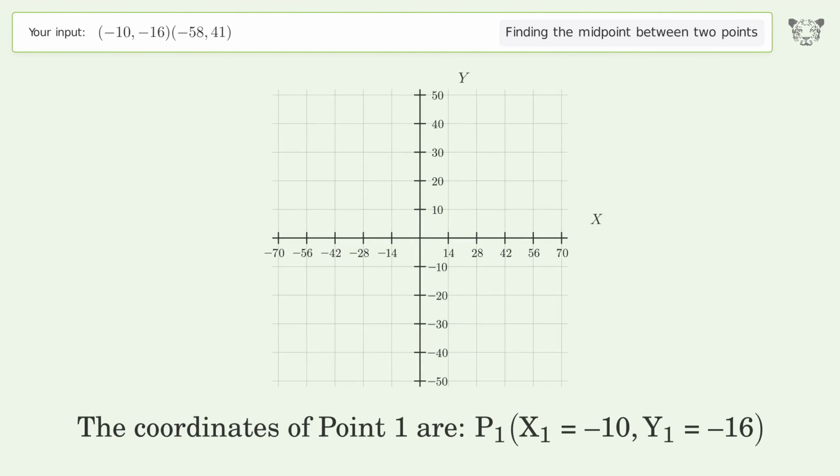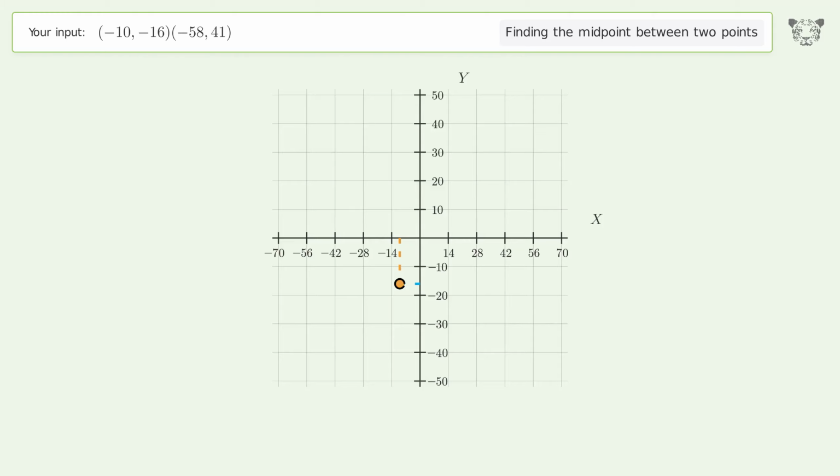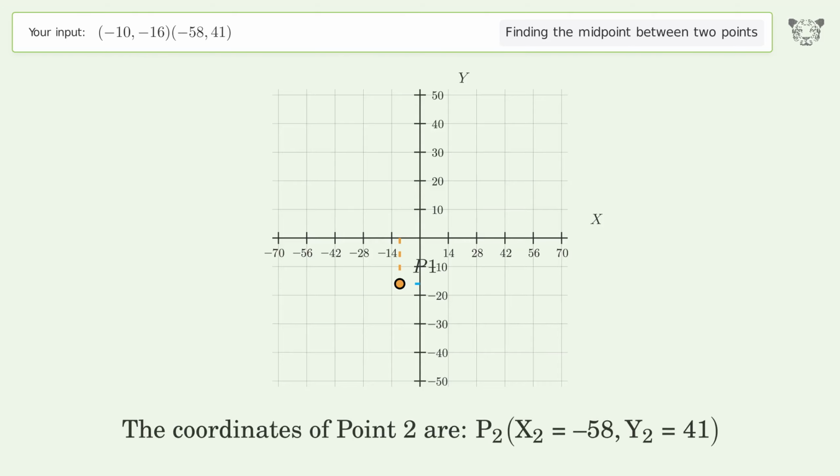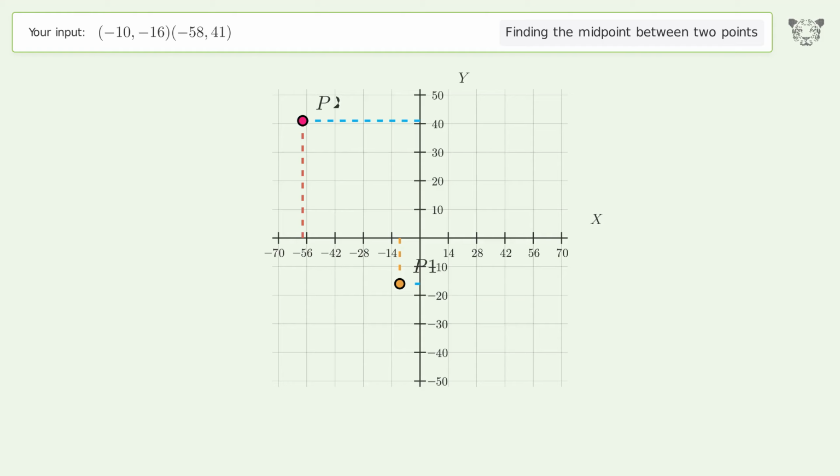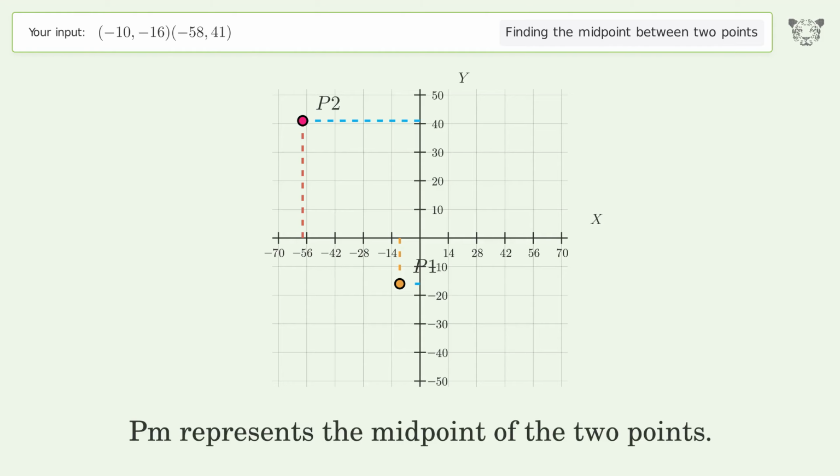The coordinates of point 1 are x1 equals -10, y1 equals -16. The coordinates of point 2 are x2 equals -58, y2 equals 41. PM represents the midpoint of the 2 points.